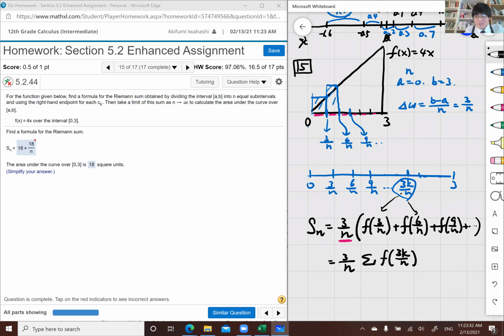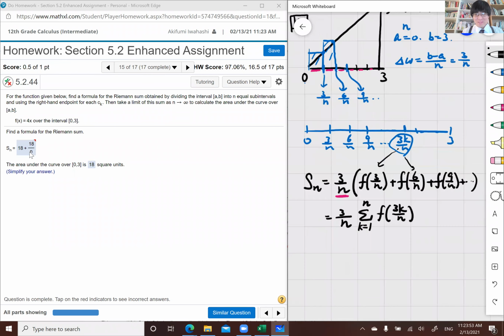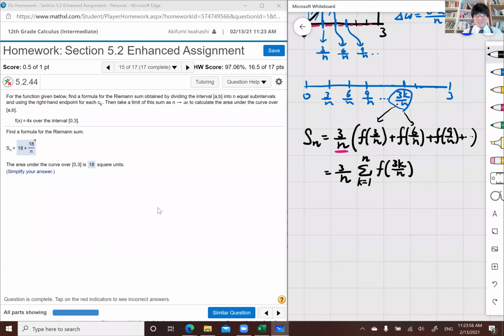How many times do you have to do this? Well, k starts from 1, and because there are n intervals, you get 1 through n. Okay, I made a mistake in this problem after 3 tries. It's because I didn't know what the problem was asking for. It seems like the problem is asking to simplify it as much as possible. So I have to evaluate this sigma notation.